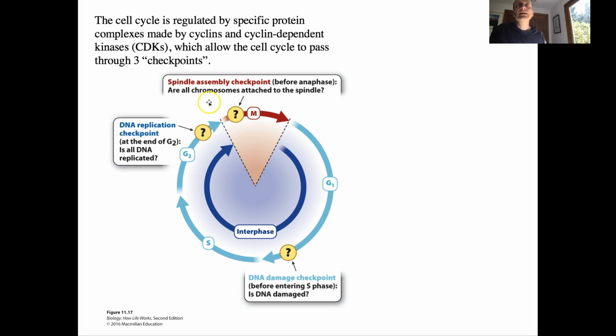And then we have the so-called spindle assembly checkpoint. That happens right before anaphase. And of course, anaphase is the phase where the chromosomes are separated into 2 different daughter cells. That can only happen correctly if the spindle fibers attached to each of the chromosomes, and there's no one spindle fiber that's still sort of flapping in the wind, without having attached fully to the centromere via the kinetochore. So this checkpoint checks whether or not all chromosomes are attached to the spindle. And only then will the cell go through anaphase.